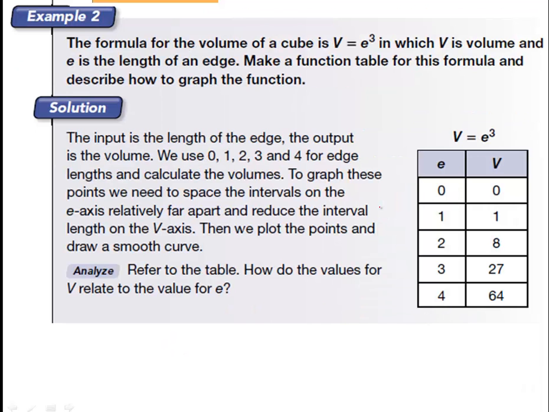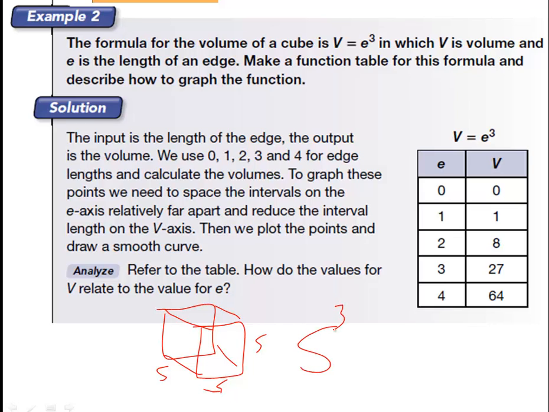Alright, let's look at number 2. It says the formula for the volume of a cube, volume equals s cubed. So let's say we got a cube here, right, and they're all equal sides, and we just do one side times another side times the other side, right? The base times the height. So s cubed, that's what it is, okay? So it says make a function table for this formula and then describe how to graph the function, and that's what we do.